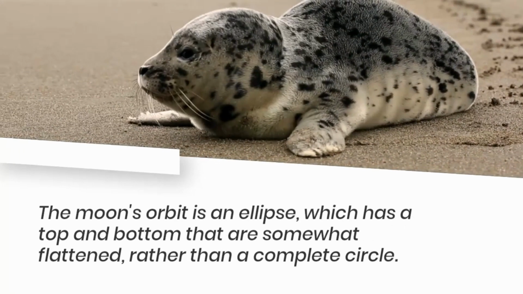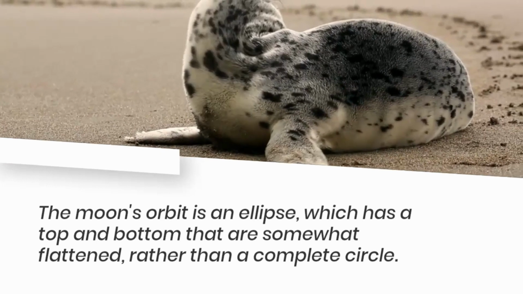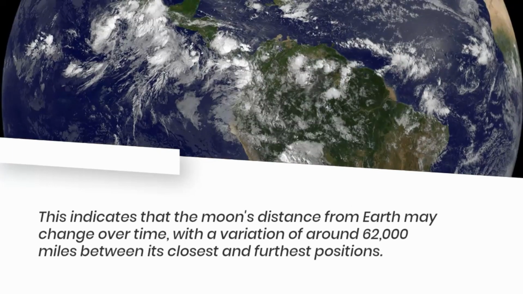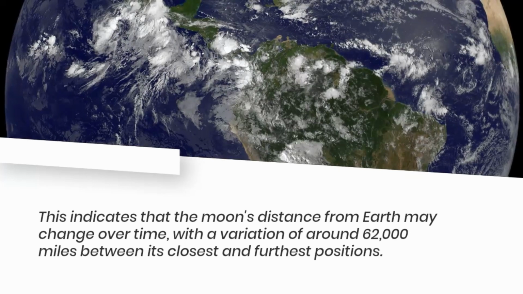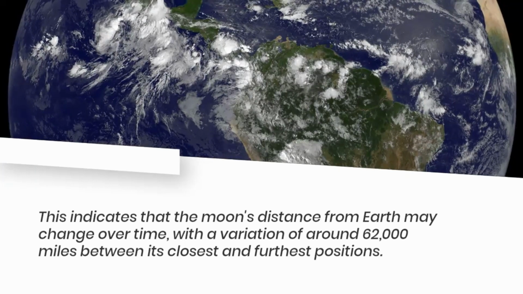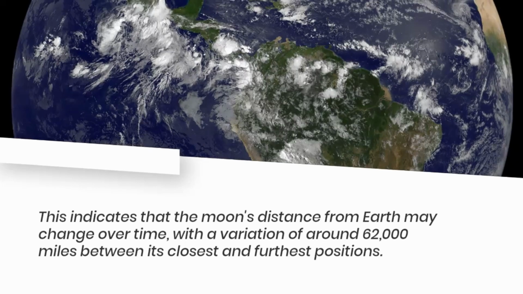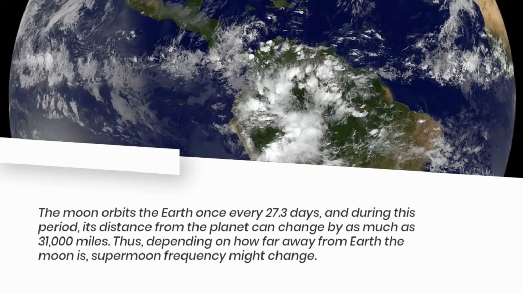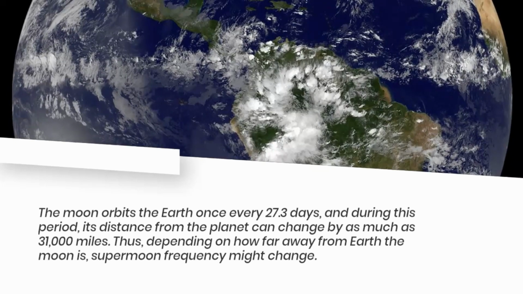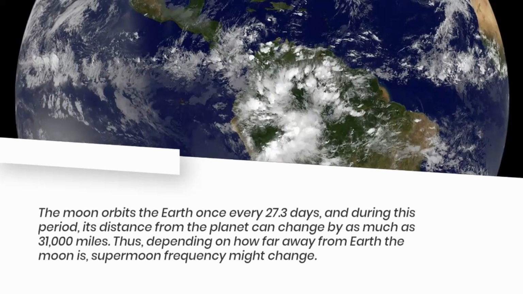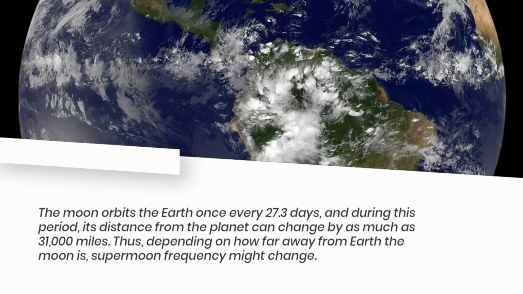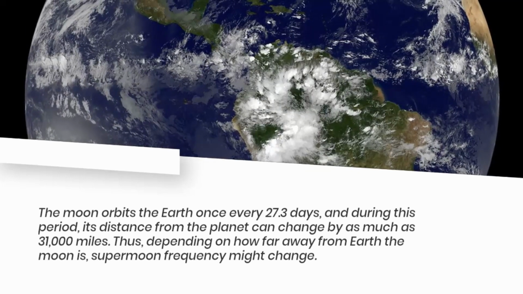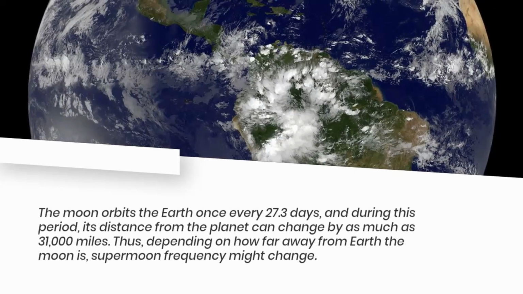The moon's orbit is an ellipse, which has a top and bottom that are somewhat flattened, rather than a complete circle. This indicates that the moon's distance from Earth may change over time, with a variation of around 62,000 miles between its closest and furthest positions. The moon orbits the Earth once every 27.3 days, and during this period, its distance from the planet can change by as much as 31,000 miles. Thus, depending on how far away from Earth the moon is, supermoon frequency might change.